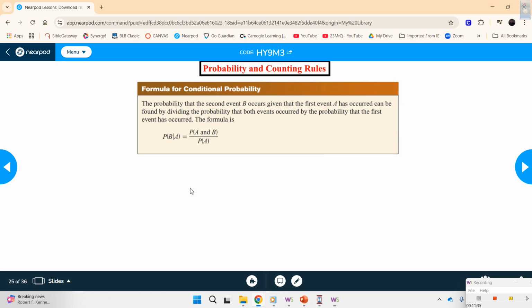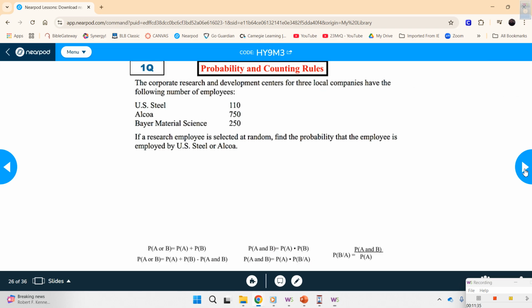So, with that said, get your notebook in front of you. Write number 1Q. It reads, the corporate research development centers for 3 local companies have the following number of employees. Don't copy any of that. Just answer the question. If a research employee is selected at random, find the probability that the employee is employed by U.S. Steel or Alcoa. Circle the formula that you're going to use, write it on your notes, and find me the probability. Go. We have 5 formulas right there. I'll give you guys some time.